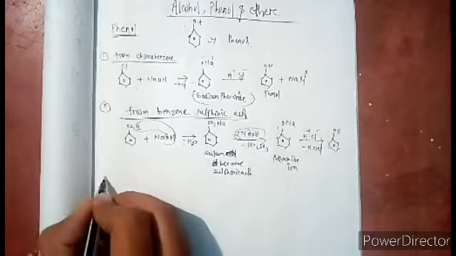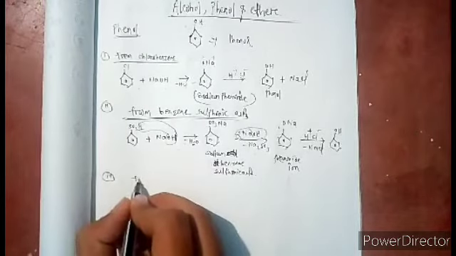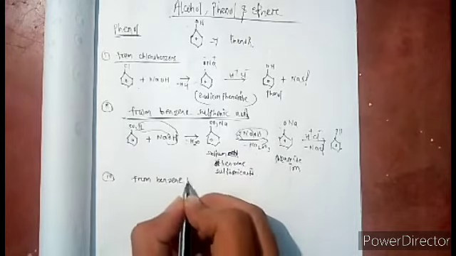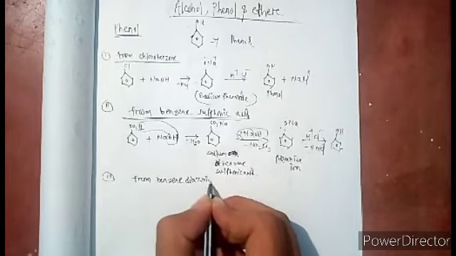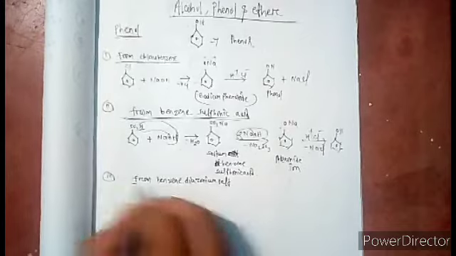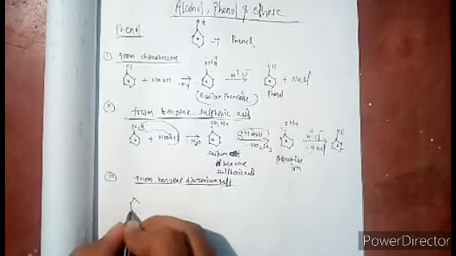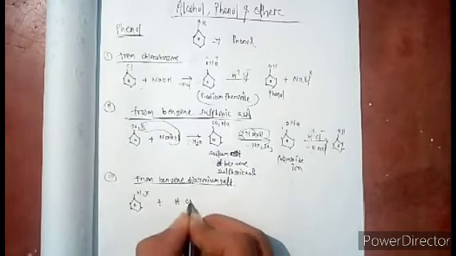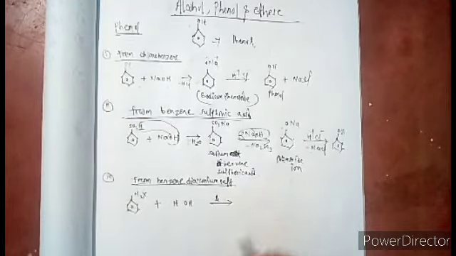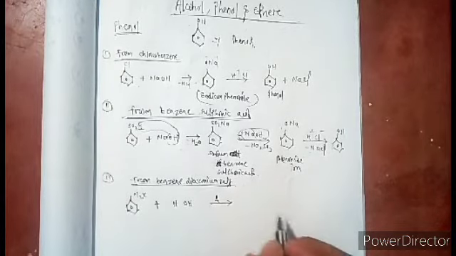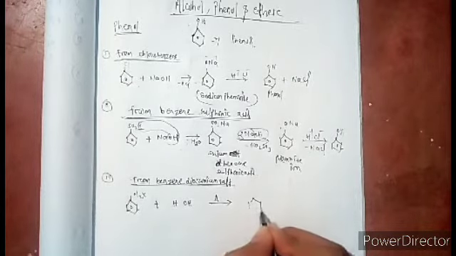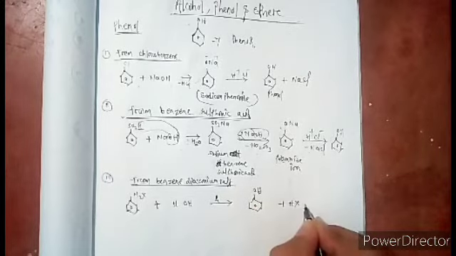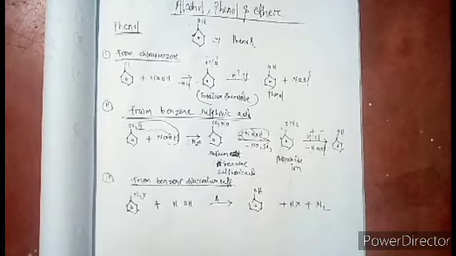Then the third one is from benzene diazonium salt. When benzene diazonium salt reacts with water and is treated with heat, it results in phenol plus hydrogen halide plus nitrogen.